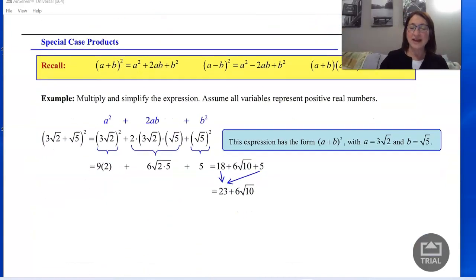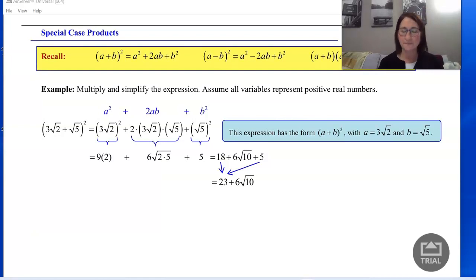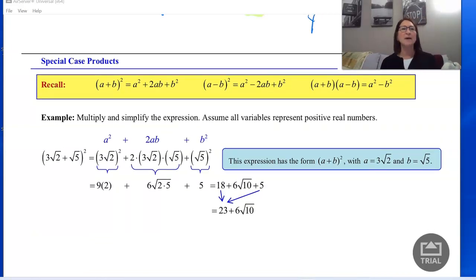All right, let's look at some special case products. All right, let me see so you can see that yellow box. So we have here a binomial squared. We've had that before, okay? And that will give you a perfect square trinomial. And that's what we have here with a minus b squared. We've got it again, a perfect square trinomial. Then we have conjugates, which is going to give you a difference of 2 squares.